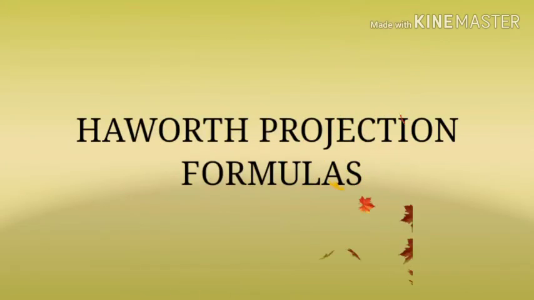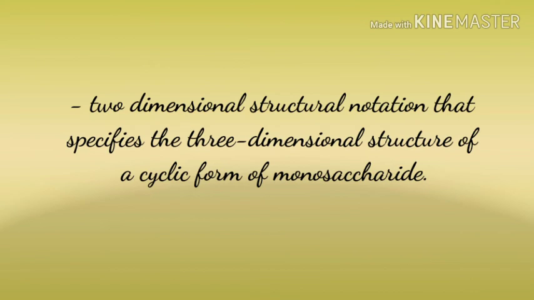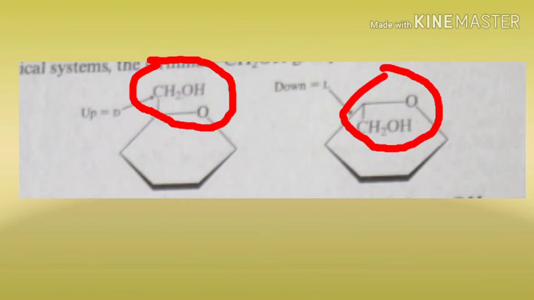Haworth projection formulas. It is a two-dimensional structural notation that specifies the three-dimensional structure of a cyclic form of a monosaccharide. The D and L form is determined by the position of the terminal group, which is the CH2OH. If it is the D form, the terminal group is positioned above the ring, while in the L form, the terminal group, which is the CH2OH group, is positioned below the ring, like in the picture.